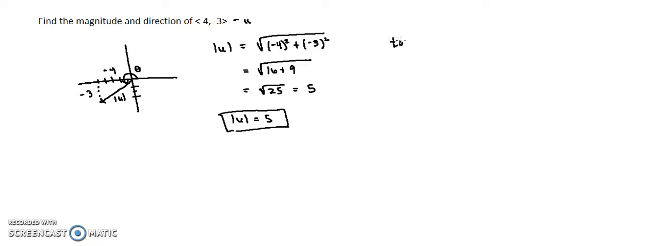Okay, and then we have tangent theta is equal to opposite over adjacent. So -3 over -4. And we're going to do tangent inverse here. And of course negative over negative is positive. So we've got tangent inverse of 3/4. Alright, now when we put that into the calculator, we're going to get 36.9.